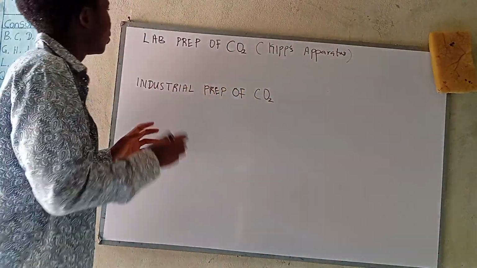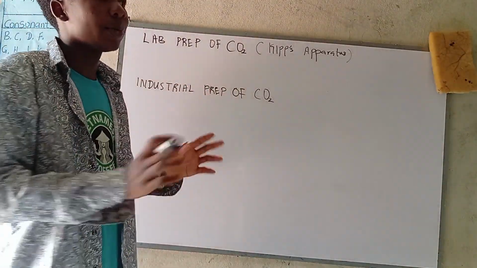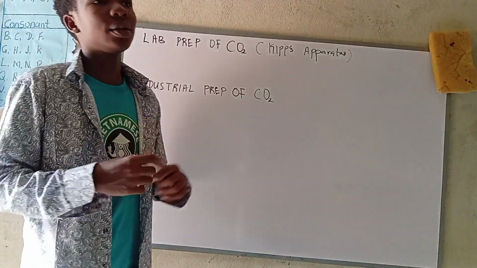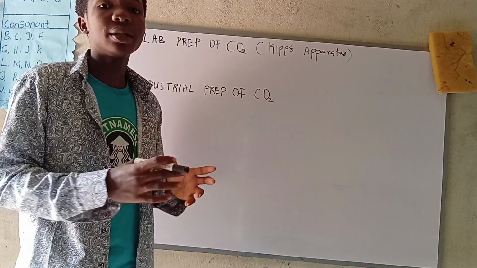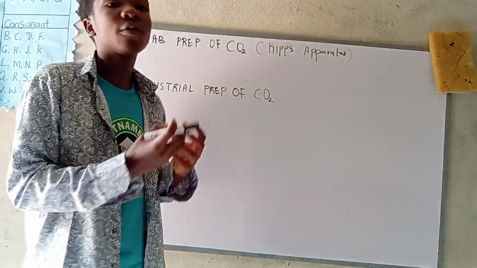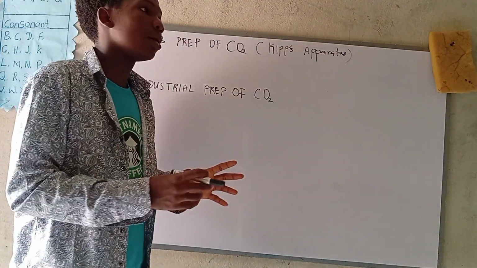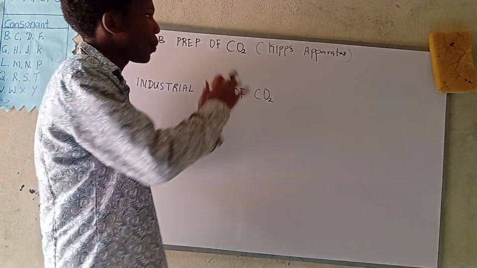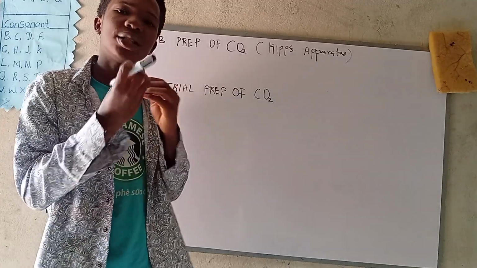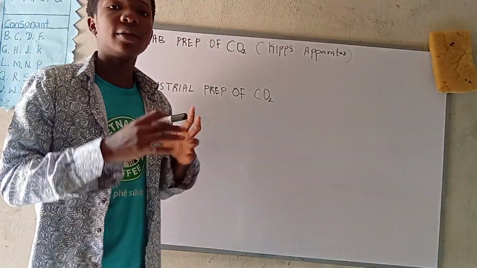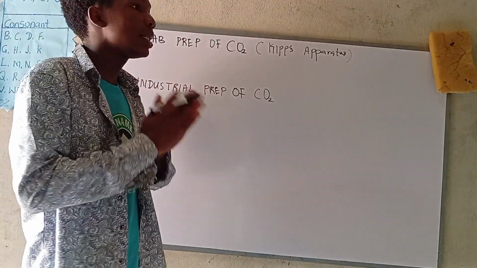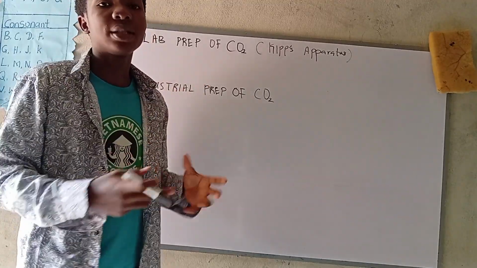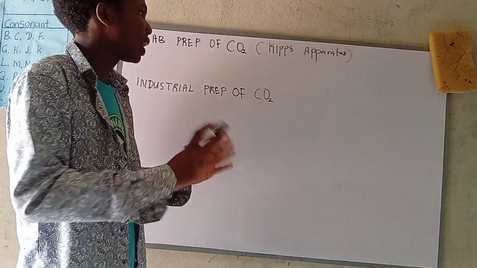When you hear the word laboratory, you already know that it's prepared in the lab, and anything prepared in the lab is in small quantity. There's an instrument used in preparing little amounts of compounds and elements in the lab, which is very fast compared to the industrial preparation. We use kit apparatus to prepare compounds in little quantity and very fast. So anytime you hear kit apparatus, what comes to your mind is an instrument used to prepare compounds in the lab quickly.